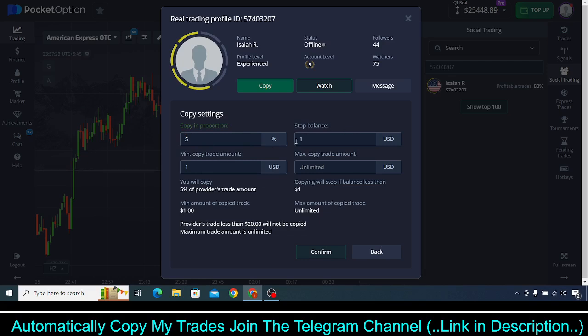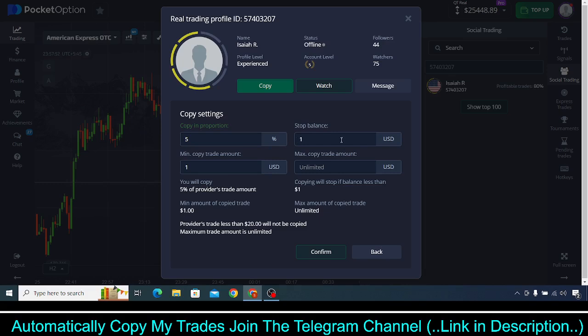Now I have previously told you not to use anything here, ignore these boxes. Why I'm telling you that is, some people who are already copying me, if they make changes to these boxes, then something happens in their account and they are not able to copy all of my trades. That's why I would suggest you to not touch any of these boxes.